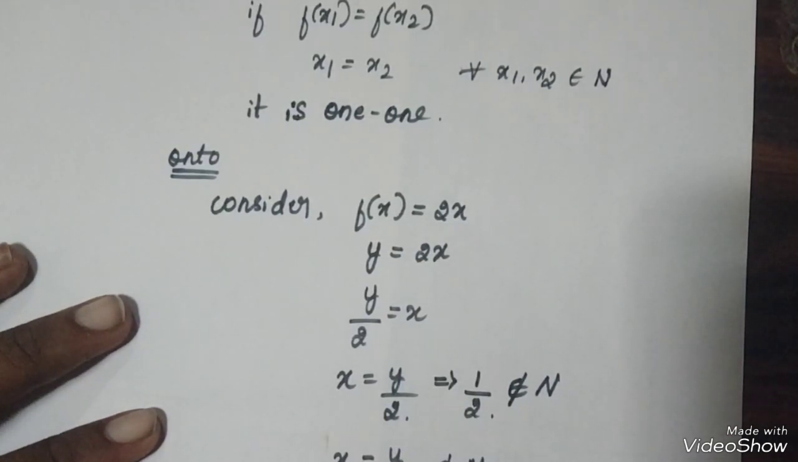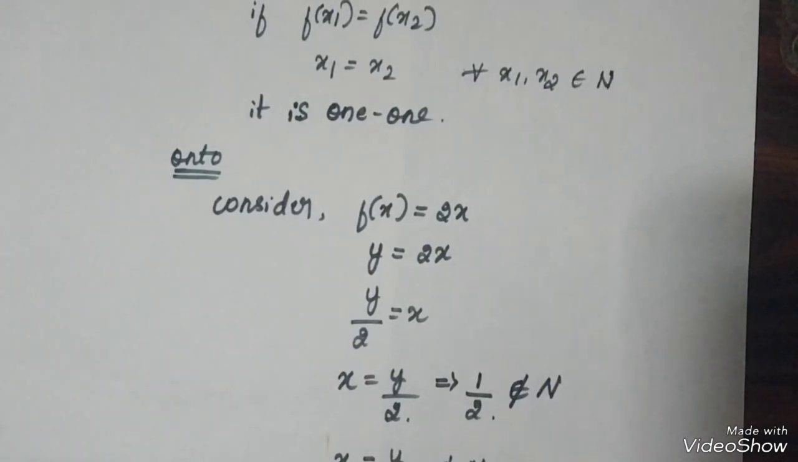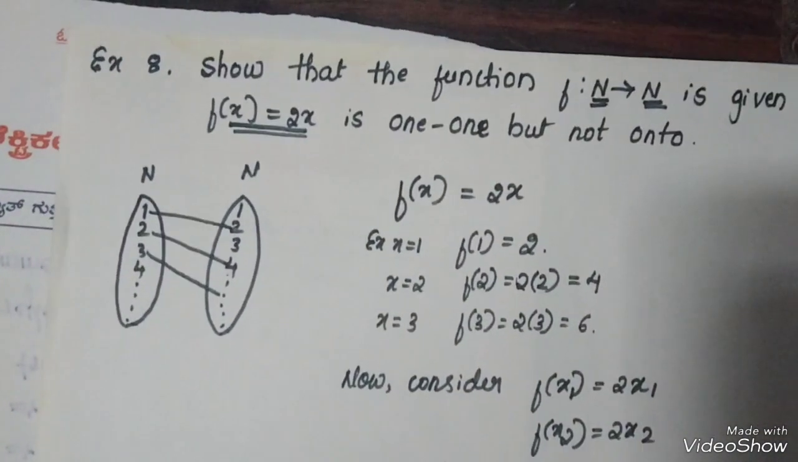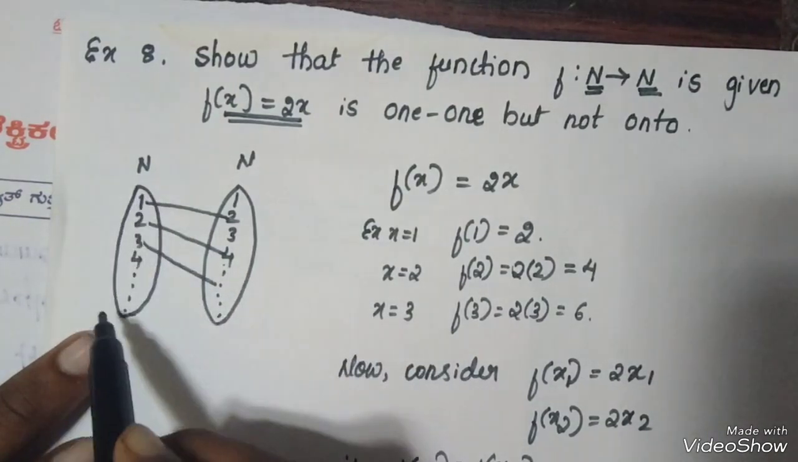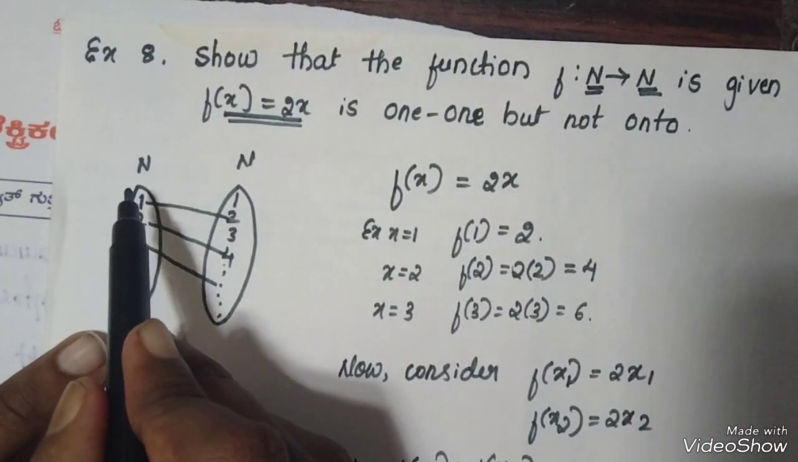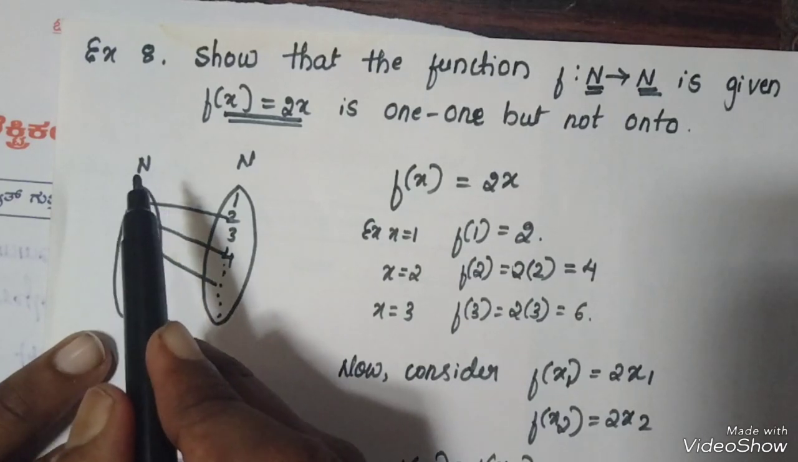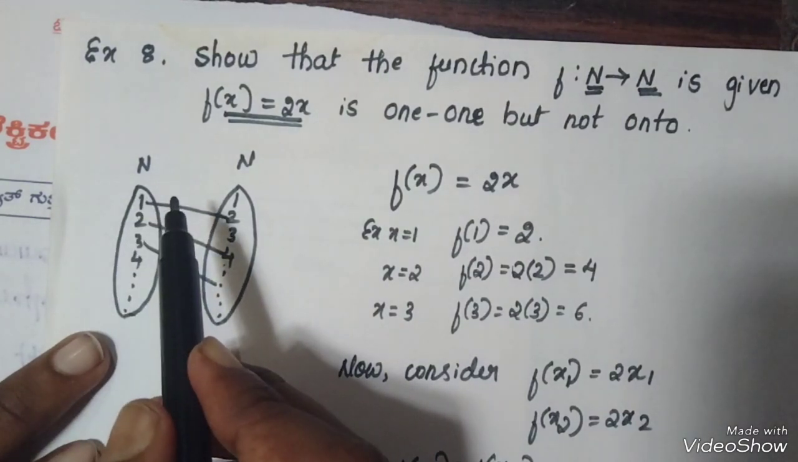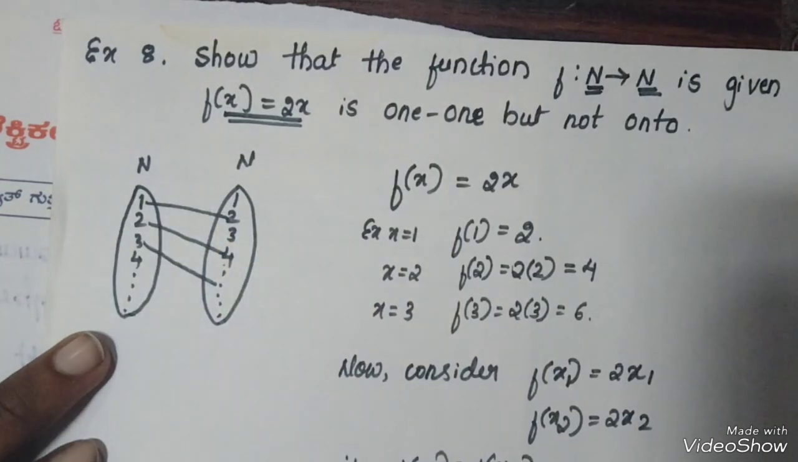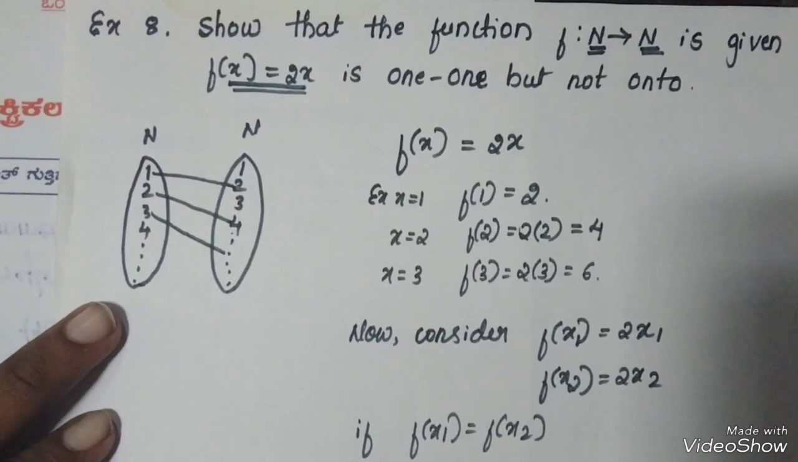The element y by 2 is not present in the domain set. The element y by 2 is not in the natural number set domain, therefore it is not an onto function. Is it clear? Okay, don't think too much, it's a simple concept.